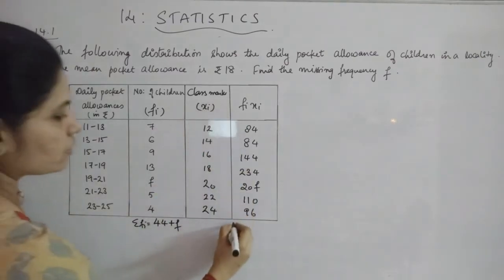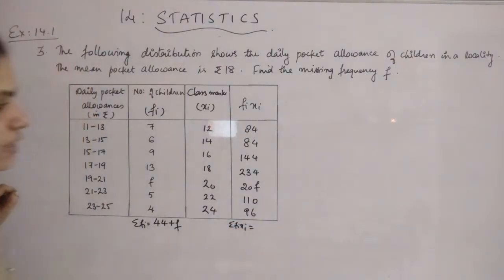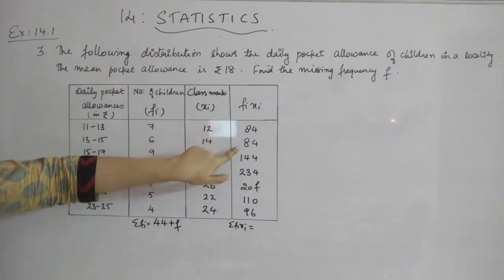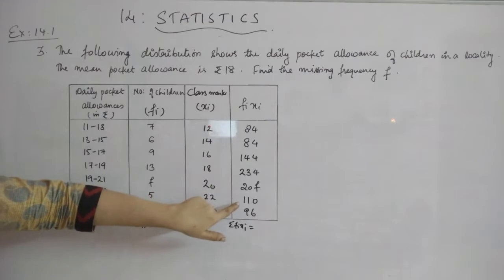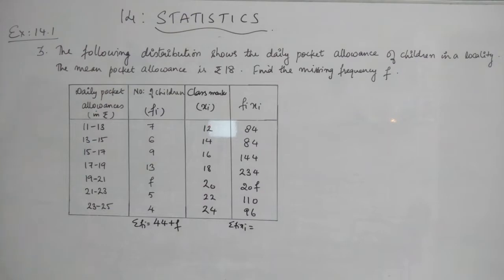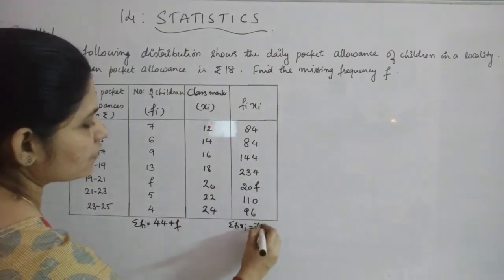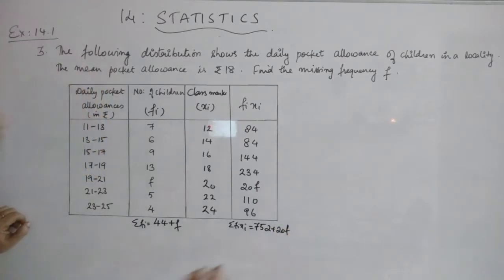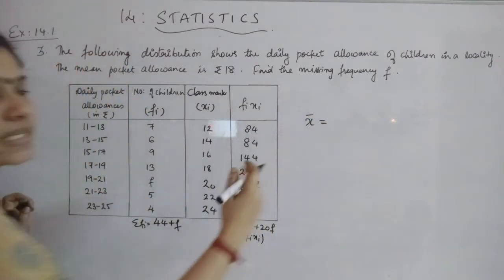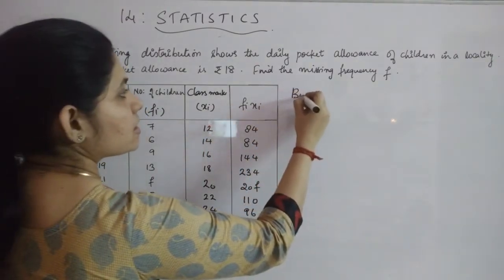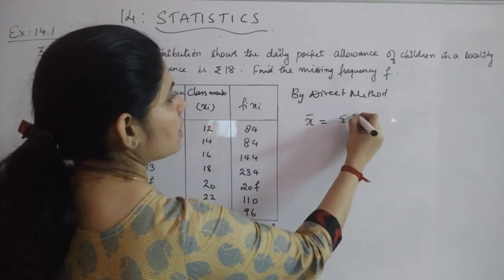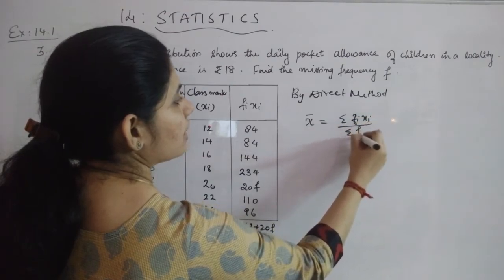Now again we have to find out what is sigma fi xi, which will be, add all these numbers, that is 84 plus 84 plus 144 plus 234 plus 110 plus 96, and that will give you 752. 752 plus 20f, you will write 752 plus 20f. Now we will start with the formula for x bar, which is the direct method. By direct method, x bar is equal to sigma fi xi divided by sigma fi.